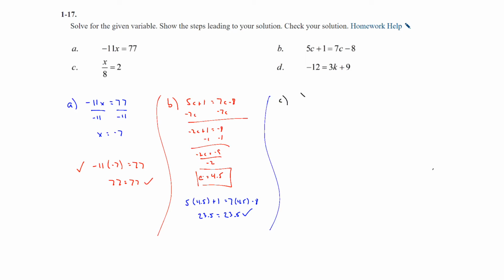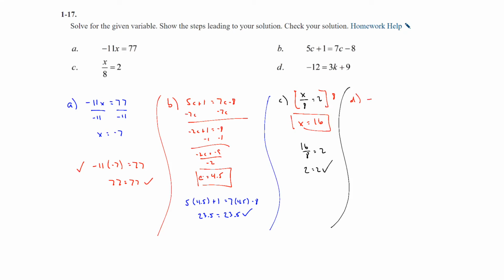On C we have x divided by 8 is equal to 2. So to undo that, we're going to multiply. Since we are dividing by 8, we're going to multiply by 8. And that is x is equal to 16. So when we go to check this, we're saying 16 divided by 8 should be equivalent to 2. And that is correct.